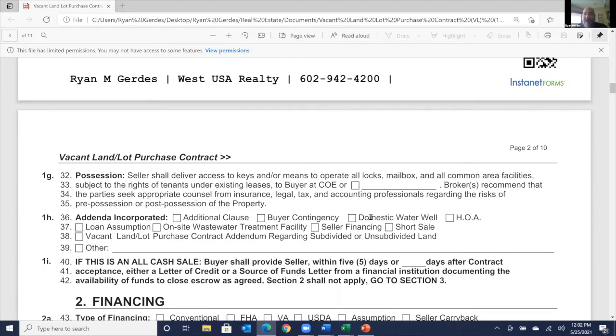If there's a well on the property, which is very common for county islands, then this would be required. If there's an HOA, this box would be checked. Occasionally, sellers will carry back the loan over to a buyer. That would be a loan assumption or a seller financing document, depending on how that financing is postured.